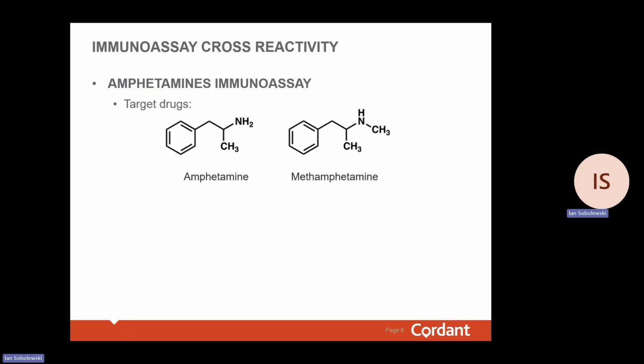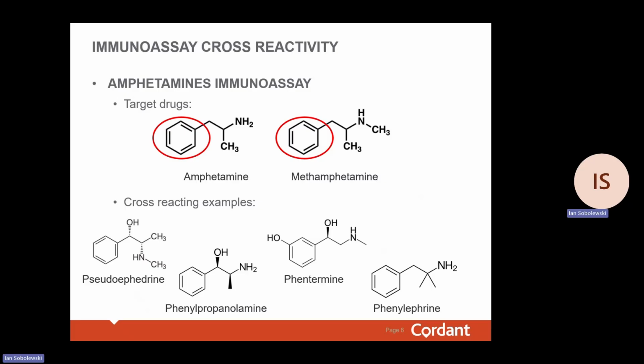Here's a nice visual of cross-reactivity. In this case, our intended analytes are amphetamine and methamphetamine. And you can not only see that they have a similar structure to one another, but also a handful of other drugs here below. We spoke about pseudoephedrine as an example. You can kind of see here how closely similar structure-wise it is to methamphetamine and amphetamine.